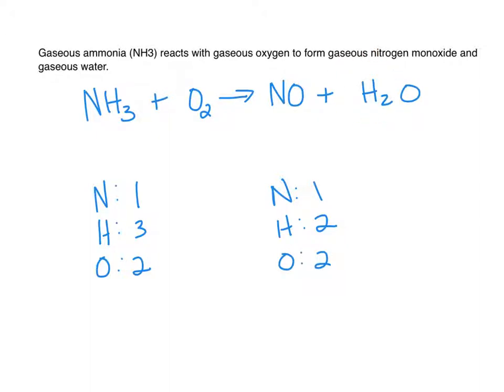Now, when you have a ratio of 3 to 2, instead of doing a fractional coefficient, what you can do is just swap the subscripts and turn them into the coefficients. So what I would do is take the 3 that's here, and I would put it as the coefficient here, and then I would take the 2 here and put it as the coefficient here. And what that does is that it balances out the hydrogens.